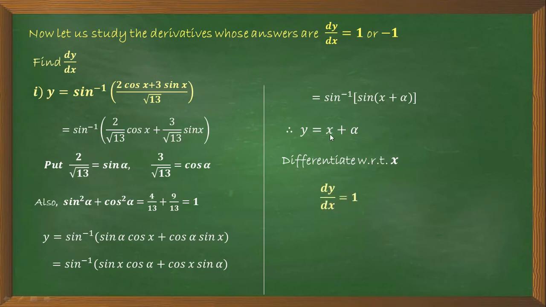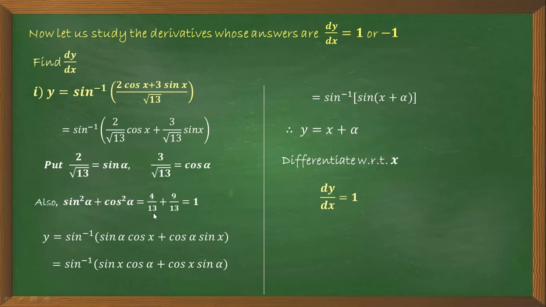Why is it 1? Because the derivative of x is 1 plus the derivative of alpha, which is a constant, so the derivative of alpha is 0. So finally we get dy by dx is equal to 1. So here the angle is x and we get dy by dx is equal to 1 by this adjustment. So this is the very important adjustment related to compound angle formula. Okay, now there is another method to solve the same question.